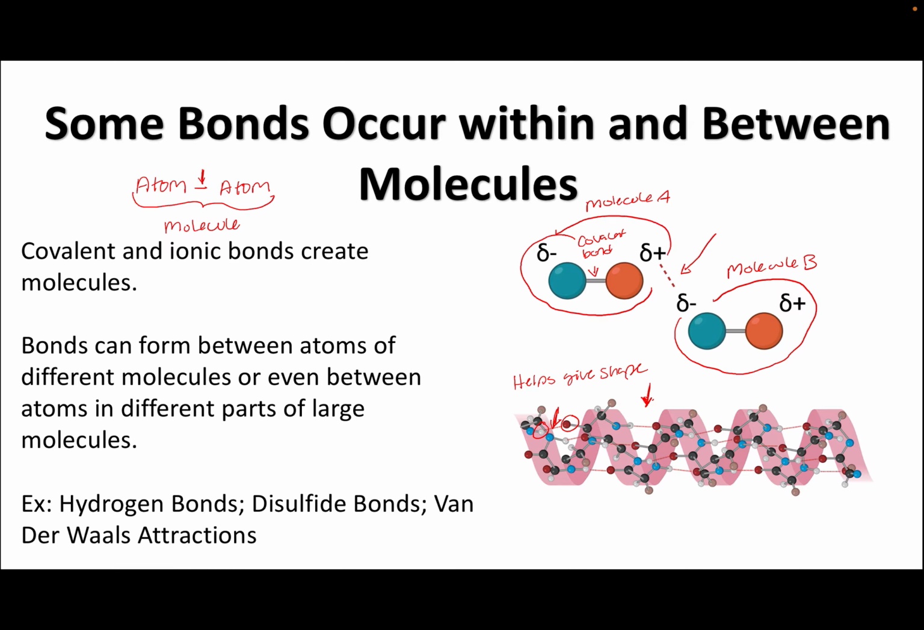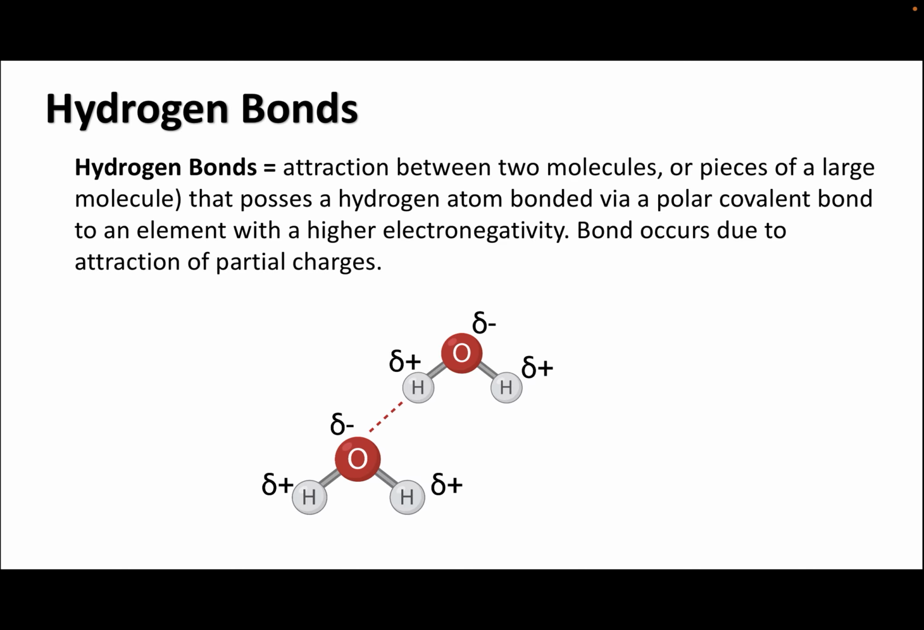Some of the types of bonds that kind of fall under this category of attractions within or between molecules would be hydrogen bonds, disulfide bonds, van der Waals attractions. Given the time constraints of the class, what we're going to do is we're really just going to focus on the hydrogen bonds and close it out there.